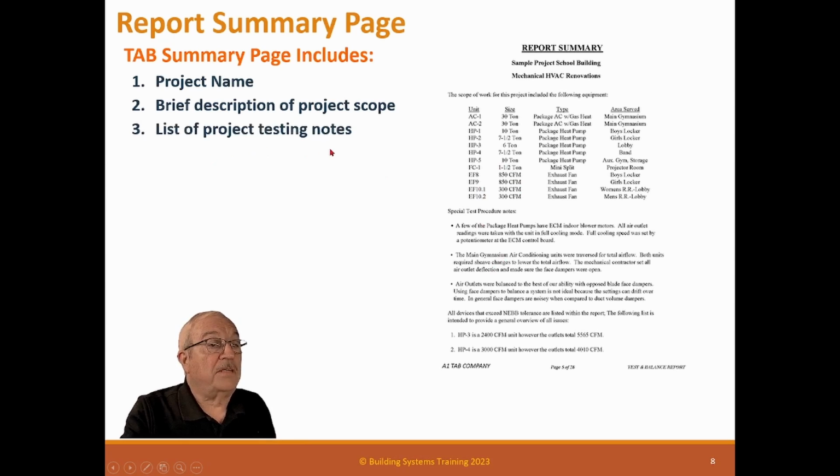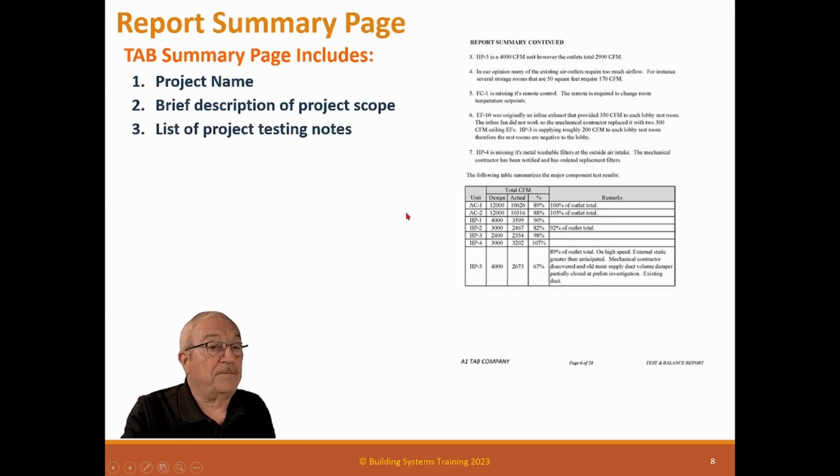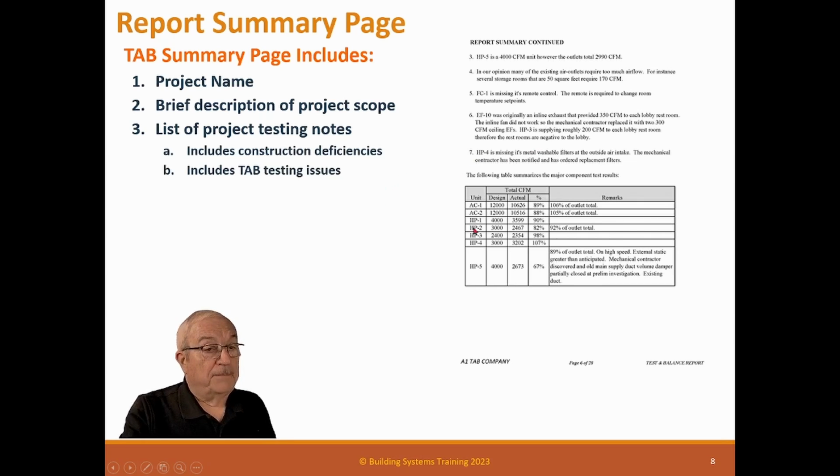List of project testing notes, if there are any special notes about testing. A list of notes includes construction deficiencies and tab testing issues. So this is part of the executive summary, where it tells what we did, how we did it, and what issues we found. They may even put in there issues that you solved, and how you solved them. This could be important for the design engineer to see what went on and how it was done. And then it should include readings not in compliance. So if you've got some areas or readings that you just couldn't get to design flow, you need to make that known in the report.